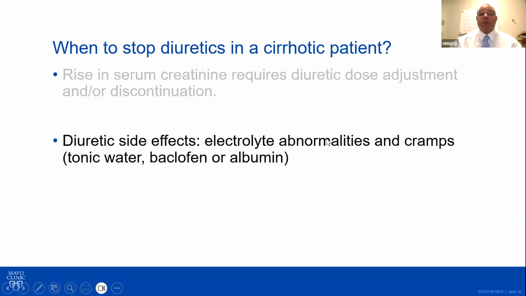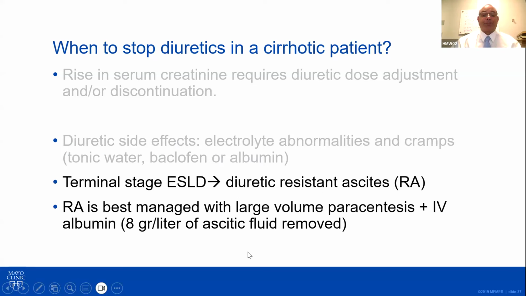They also have side effects. We mentioned hyperkalemia, we mentioned hypokalemia. But another side effect which is common in patients with cirrhosis is cramps. They get muscle cramps, sometimes very disabling. I have good success with tonic water, I don't know if it's available in Egypt or not because I looked for it and could not find it. Baclofen, a muscle relaxant, can help. And some people advocate giving them albumin. What they don't know is that albumin has a good amount of salt with it. And pretty much when you give albumin, plus or minus the salt, the cramps get better.